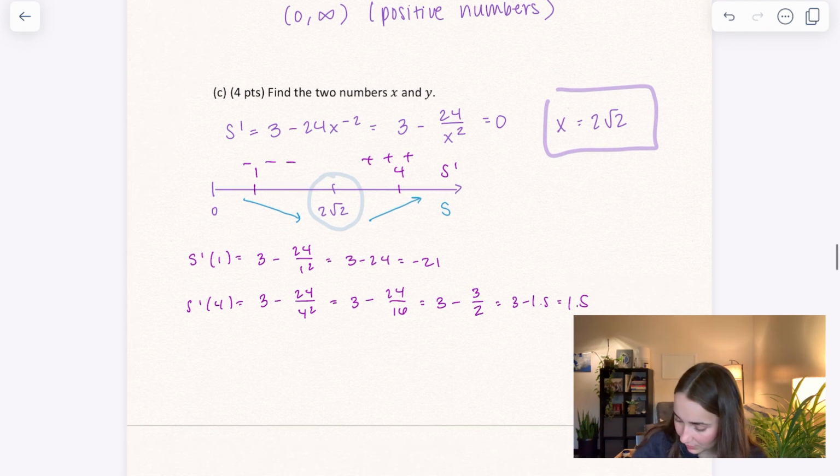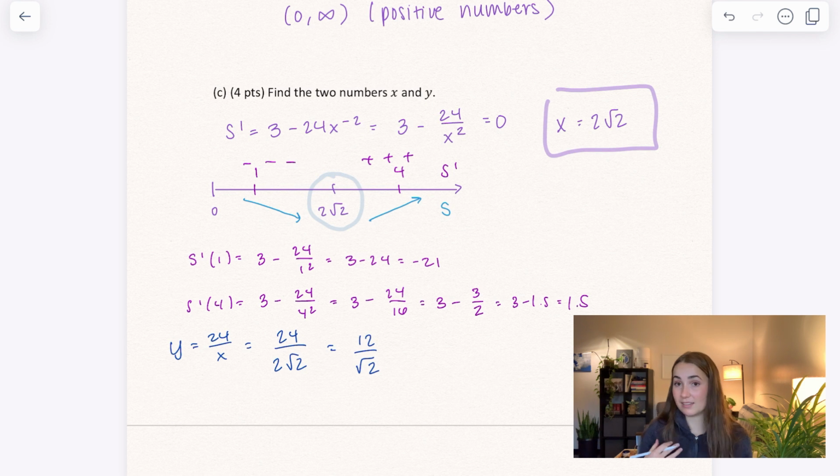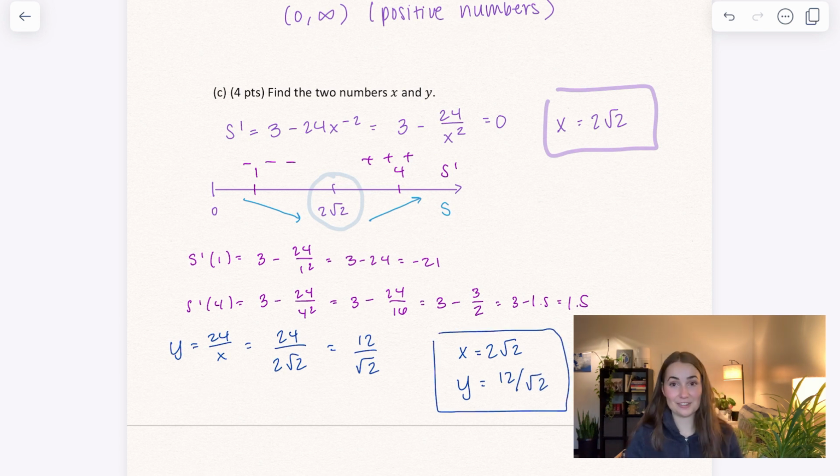So if we remember, we solved for y, and that was equal to 24 divided by x. So now I can plug that in, and we have 24 divided by 2 root 2. If you wanted, you can simplify that to 12 over root 2. In our case, you wouldn't have to, but again, it depends on your teacher. And then we have our coordinates. And that right there is our final solution.